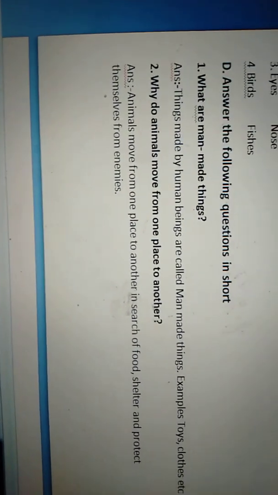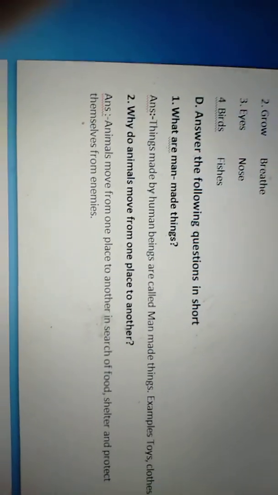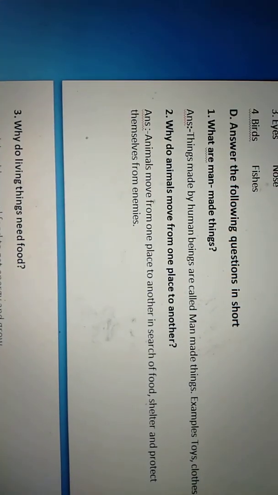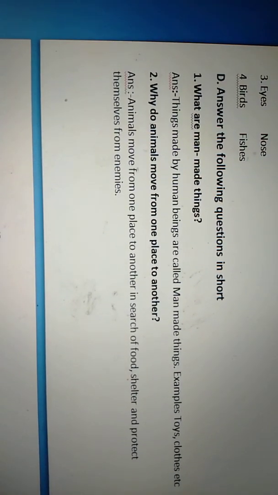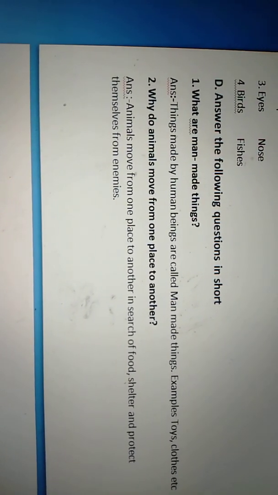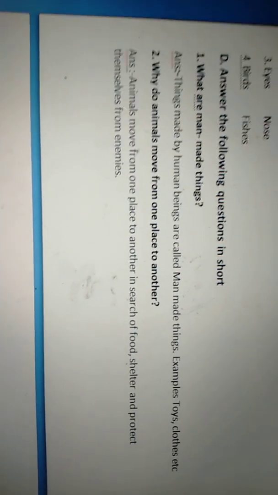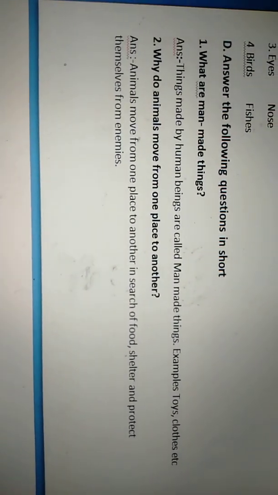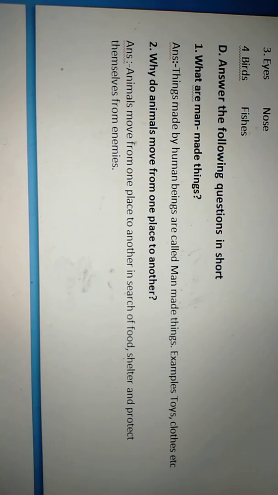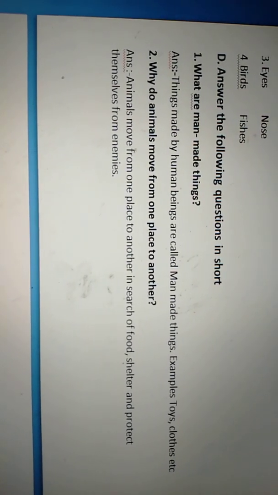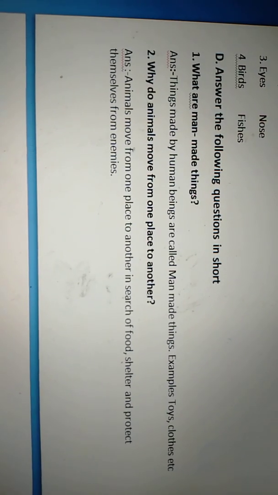The answer is, animals move from one place to another in search of food, shelter, and to protect themselves from enemies. So why do animals move from one place to another? We have studied now, the animals move from one place to another in search of food, shelter, and to protect themselves from enemies. Write it fast.